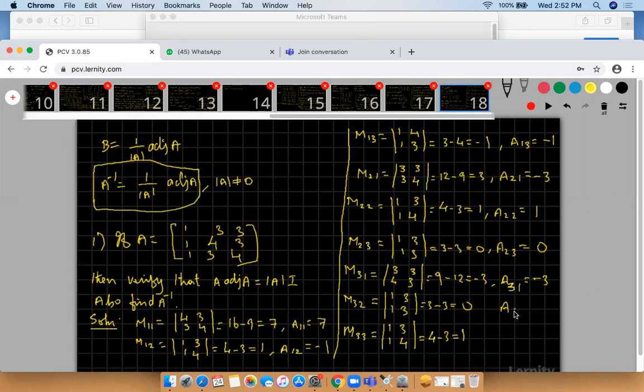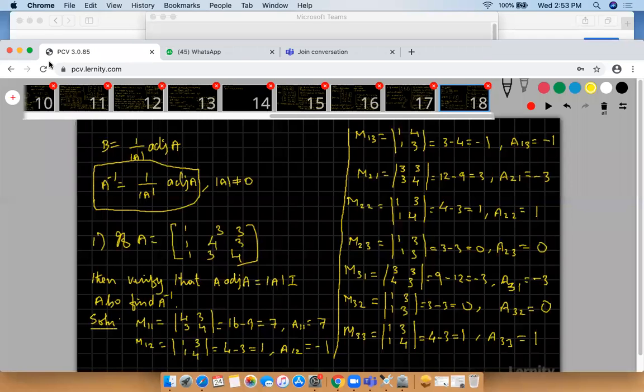And A32. What is my A32? My A32, the sum is an odd number. Odd number means you have to multiply by minus. Already 0 is there. So 0 only. So therefore A33 is multiplied by plus. The answer is 1. These are the cofactors. Arrange the cofactors, that means write the cofactors in order and take a transpose. Okay, so that is your adjoint of the matrix.